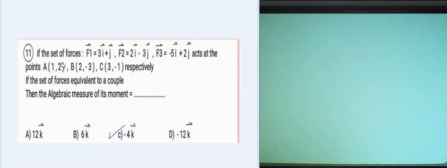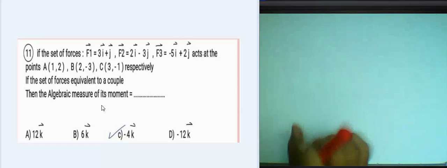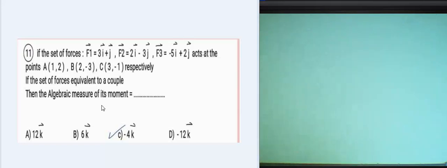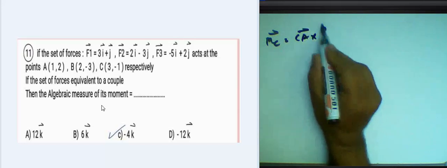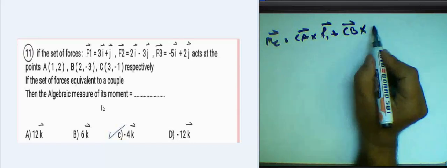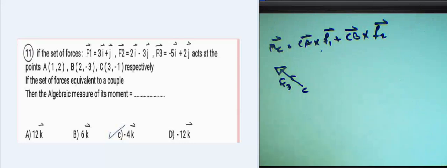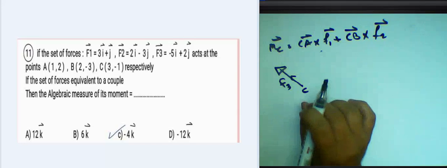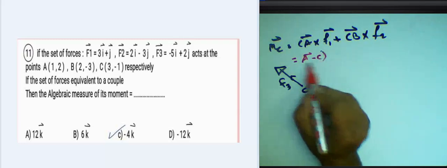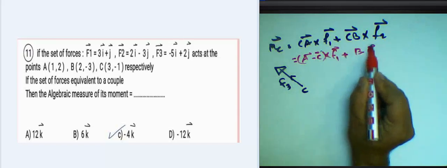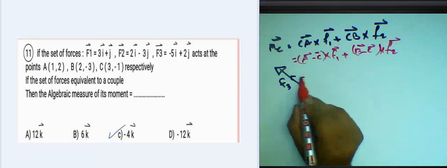Question 11. If the set of forces F1, F2, F3 act at points A, B and C respectively, the set of forces is equivalent to a couple, with the algebraic measure of its moment equal to what? We know the moment of a couple equals the moment about any point in the plane. Then the moment about the point C, any point, choose any point, such as C or the origin as you like, equals CA cross F1 plus CB cross F2. F3 acts at the point C, so its moment about it equals 0. Okay, and then we can write the result: CA, meaning A subtract C, cross F1, plus B subtract C, cross F2.